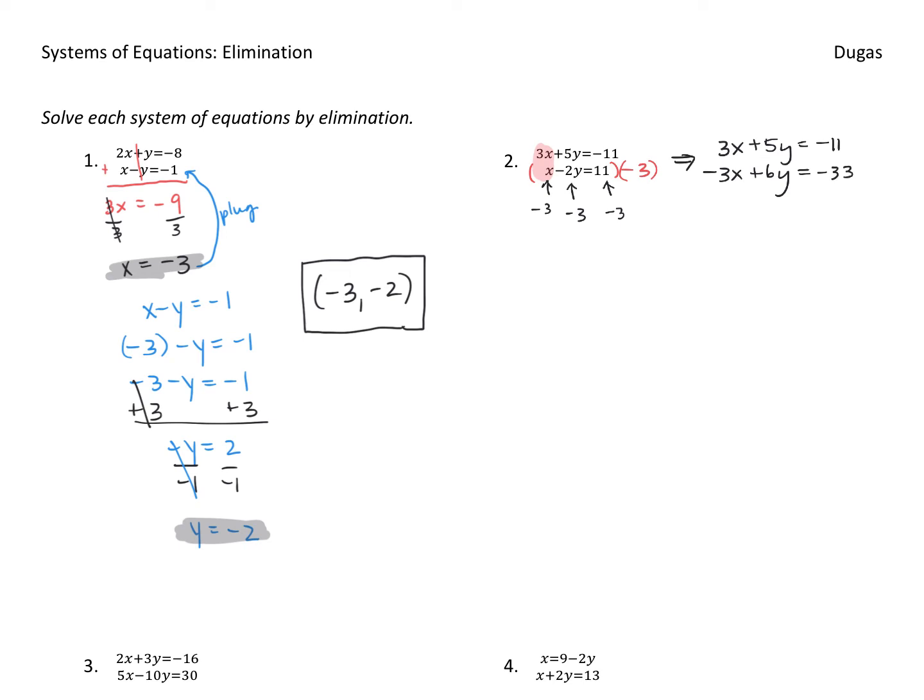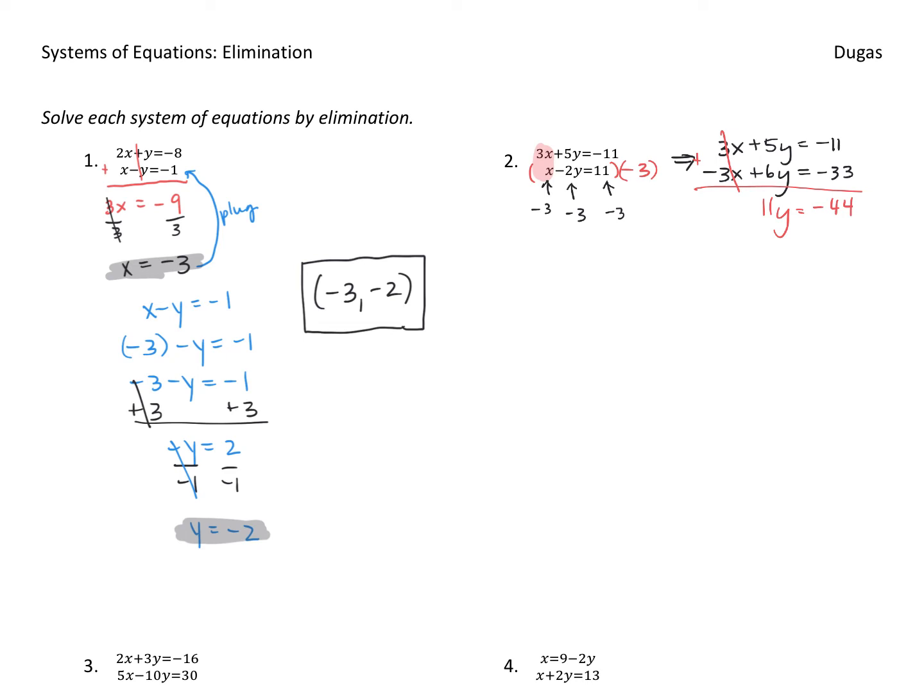Do you see that now your x's are opposites? You have a positive 3x and a -3x. That's exactly what you want. And now you want to add your equations. So x's cancel out, and we get 5y plus 6y is 11y. -11 plus -33, they're both negative. Add and keep the sign, so we get -44. We only have a y left.